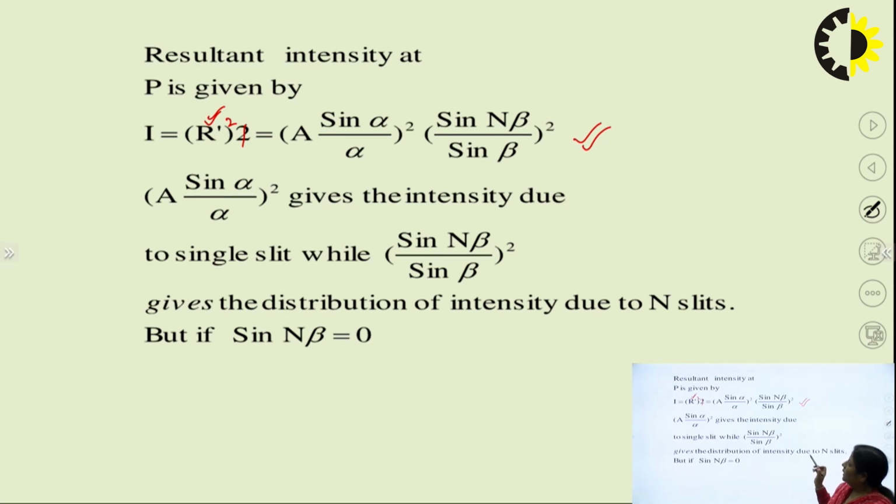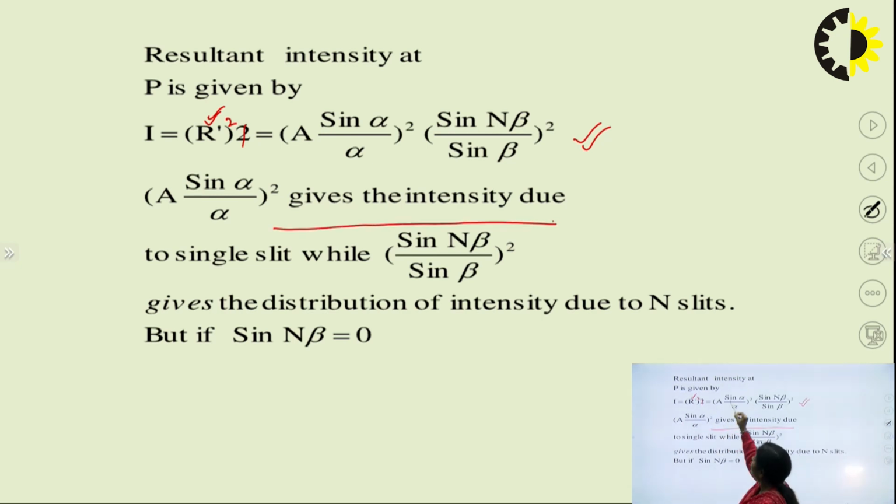Again, for the intensity we will note that the first term is A square sine square alpha by alpha square, and this will give us the intensity for the diffraction pattern obtained due to a single slit. Because there is no term of capital N here, no contribution of the number of slits, the second part will give us the contribution of capital N number of slits.